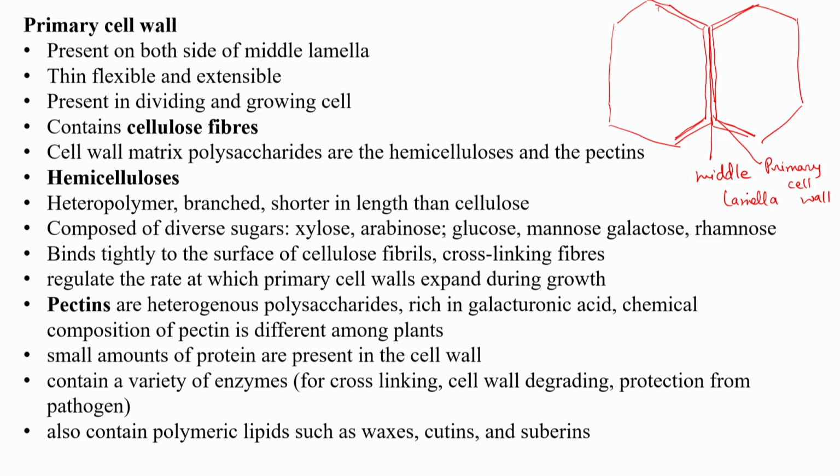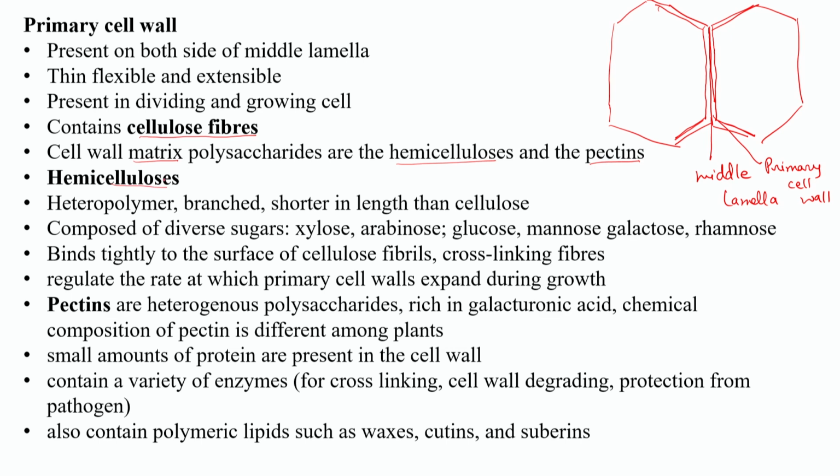This primary cell wall contains cellulose fibers, that is natural, every cell wall will contain cellulose fibers, but along with that it has many other components in the matrix, which you can say is the viscous thing in which the cellulose microfibrils are present. In that matrix, hemicellulose and pectins are present, the two most important components along with cellulose.